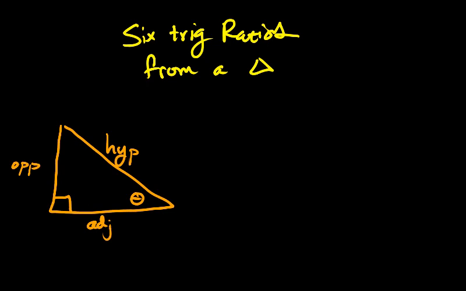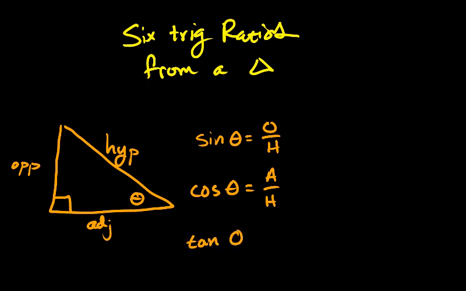Okay, so the opposite side is always opposite, it's not touching theta, and then the adjacent side and the hypotenuse create theta. And so you have six trig functions. You have the sine of theta, which is the opposite over the hypotenuse. You have the cosine of theta, which is the adjacent over the hypotenuse. And you have the tangent of theta, which is the opposite over the adjacent.